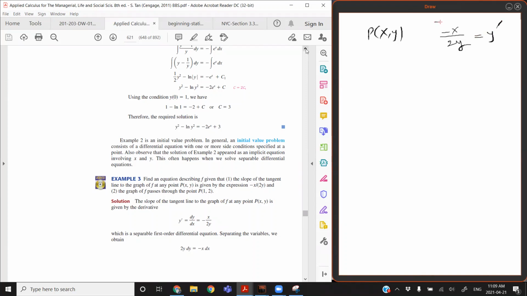So this is our differential equation. Now the second condition is the initial condition. It says it should pass through the point (1, 2).